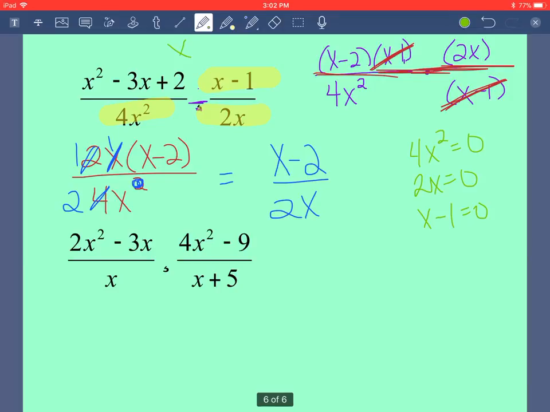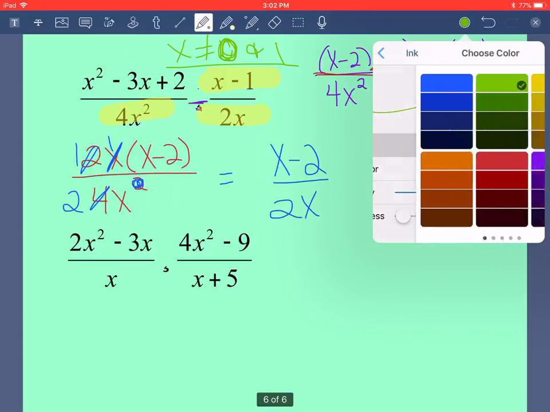So I'm going to put it up here. So x should never equal, 4x squared equals 0. If I divide by 4, I get x squared equals 0, and the square root of 0 is also 0. So x should never equal 0. Here, 2x equals 0, divide by 2, I get 0 divided by 2, which is also 0. So still 0. And then add 1. So my two excluded values are 0 and positive 1. And my simplified rational is x minus 2 over 2x.